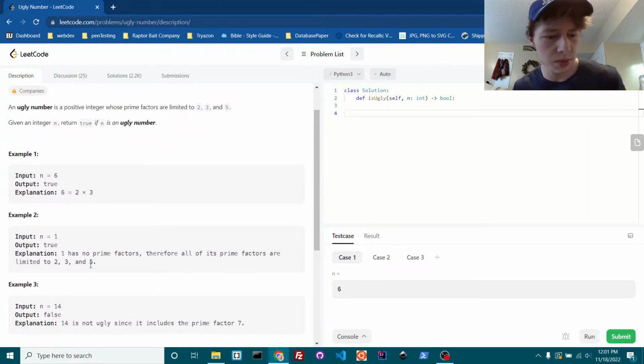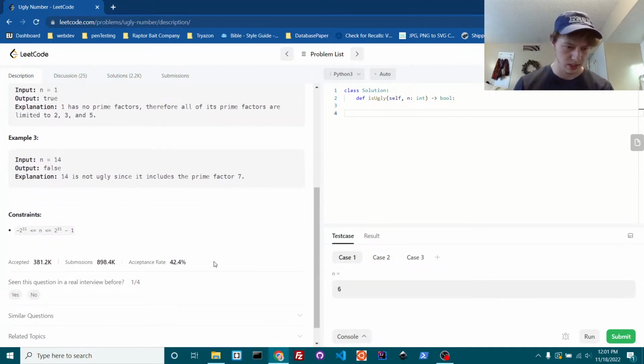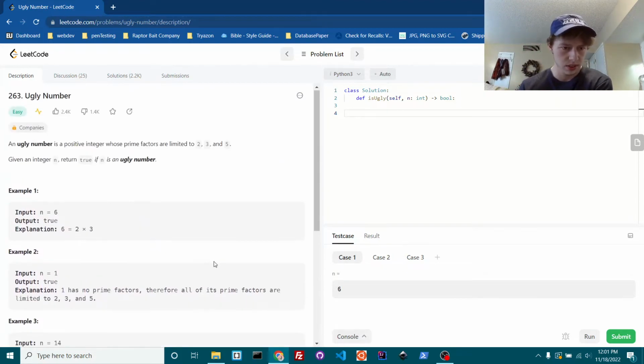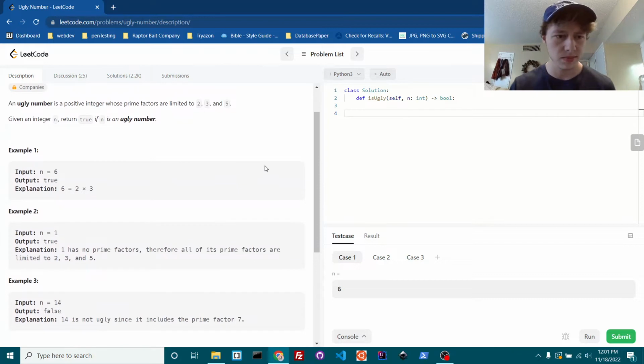I think this only has a 42% acceptance rate, which I feel is low for an easy question. Maybe not. Regardless, this seems like a bit of a tricky one. Or at least, I know it's easy, but it's kind of messing with my brain. Maybe I don't have enough experience with prime numbers, but let's see.